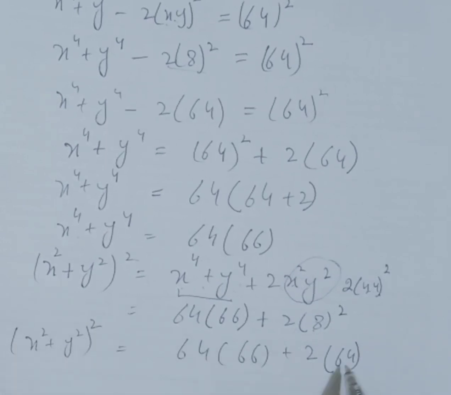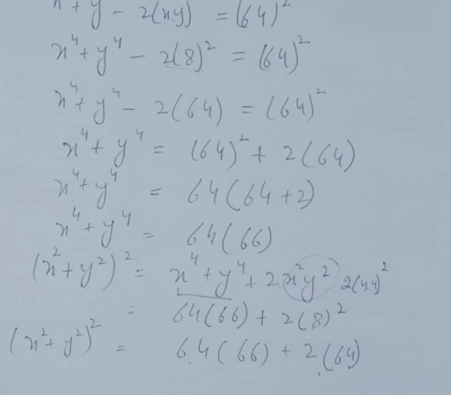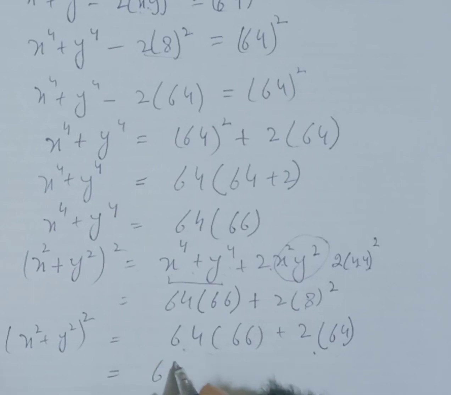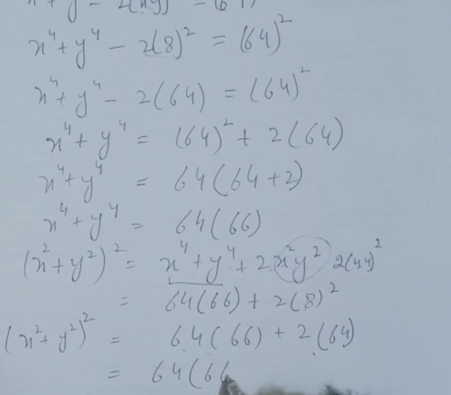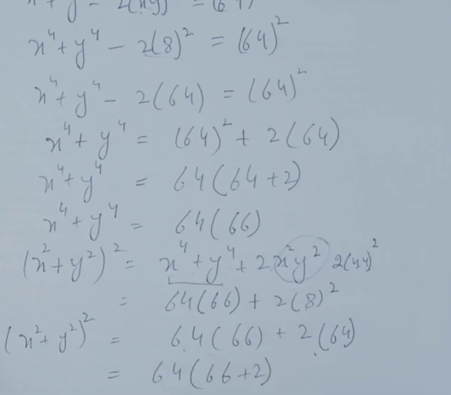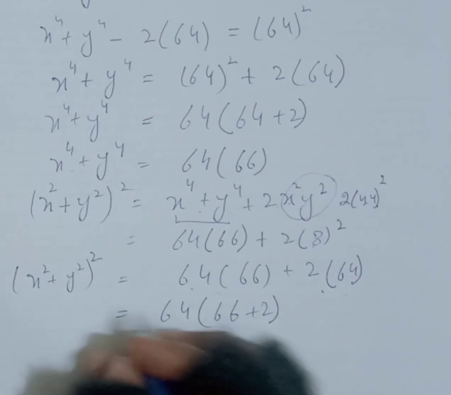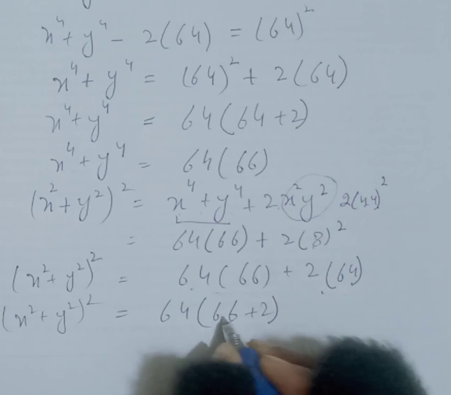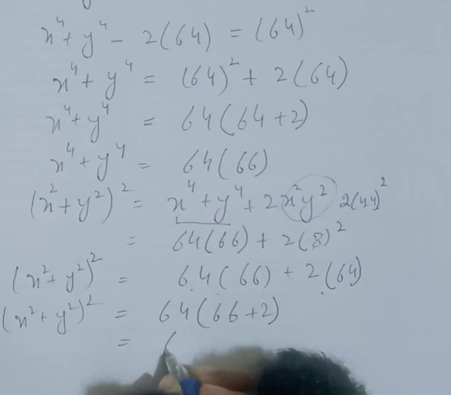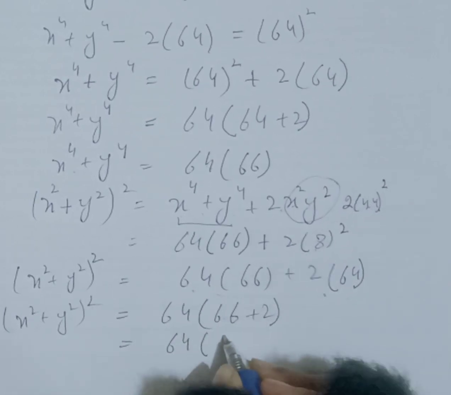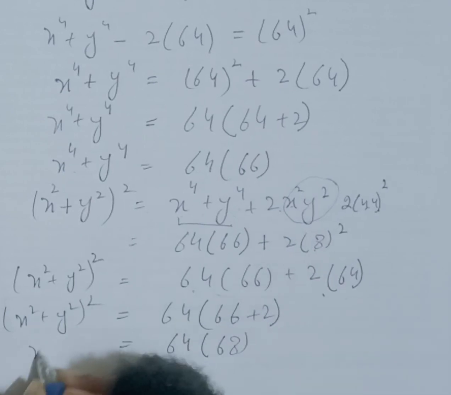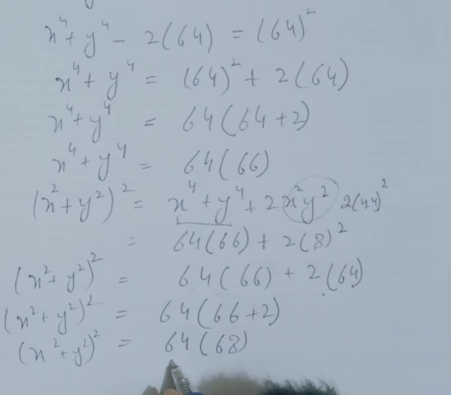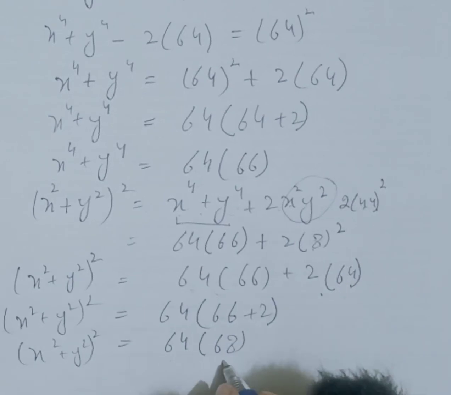Now 64 is involved in these two terms, so we take it common, then this will become 64 times 66 plus 2, and 66 plus 2 is equal to 68. So x square plus y square whole square is equal to 64 multiply 68.